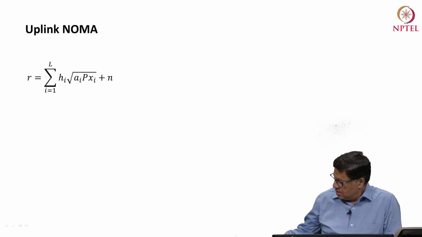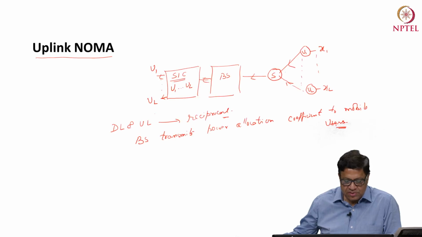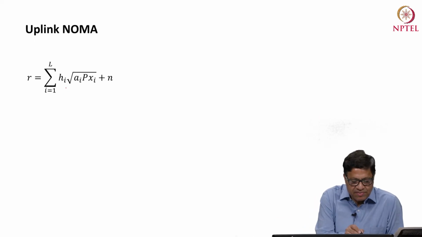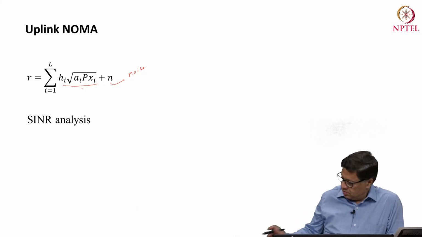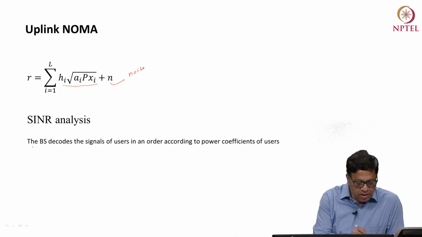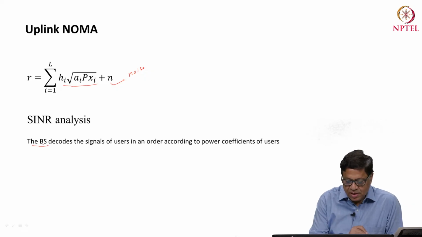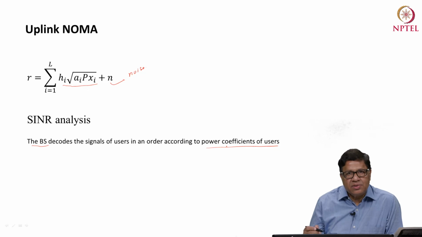Now let us try to calculate the sum rate for the uplink NOMA. So this is the point R here. If you see the R, the received signal is the summation coming from different users, h_i root(a_i P) x_i plus noise. P is the total power, which is scaled by the power coefficient factor a_i. So doing SINR analysis, the base station decodes the signals of users in an order according to the power coefficient of the users. The user with the high power coefficient is detected first, then it is subtracted from the rest of the signal, and this process continues till you get the data from the last user.